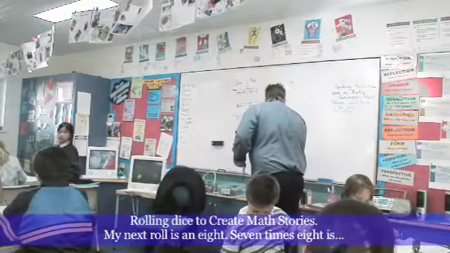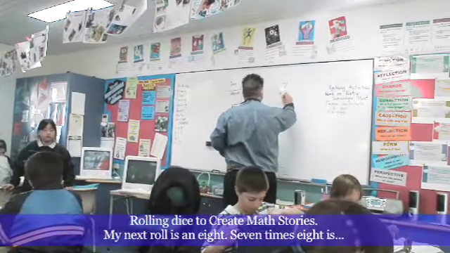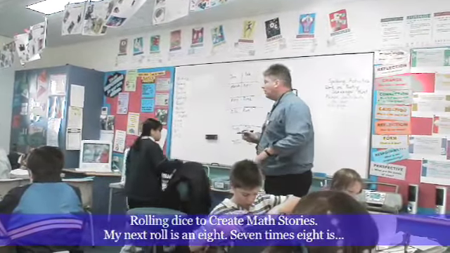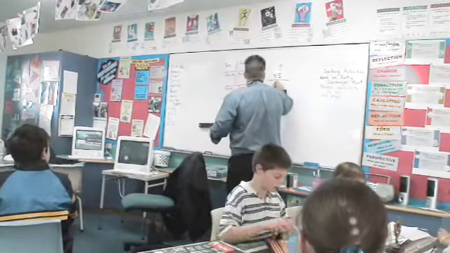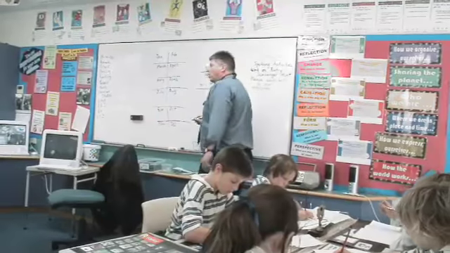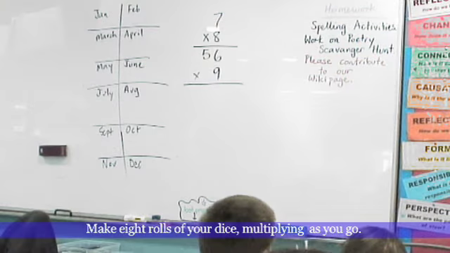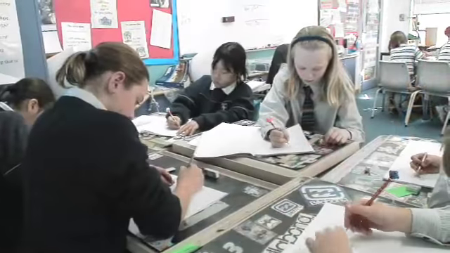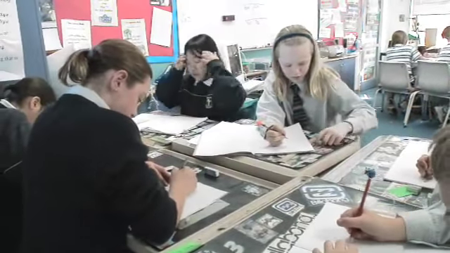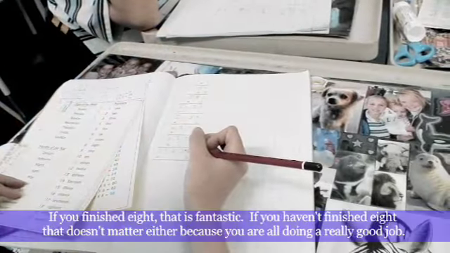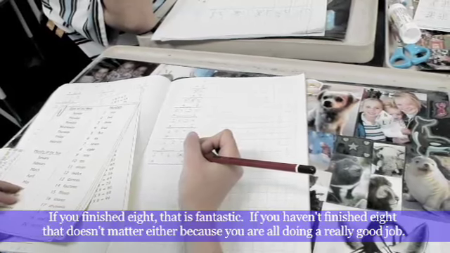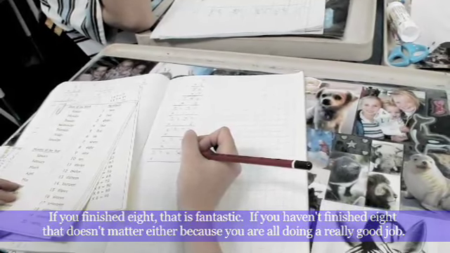The next roll I've had is an 8. 7 times 8 is, of course, everybody, 7 times 8 is? 56. Well done. I want you to do all together 8 rolls. Everyone okay with that? Including those on. You are now. Okay, if you finished 8, that is fantastic. If you haven't finished 8, that doesn't matter either, because you're all doing a really good job.